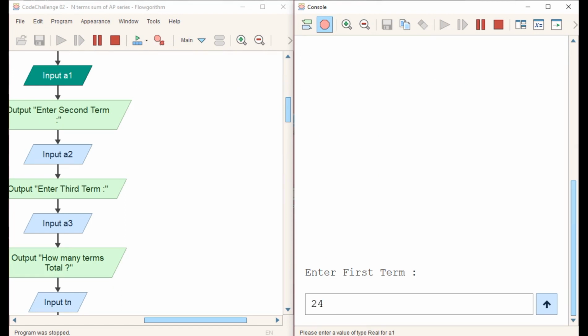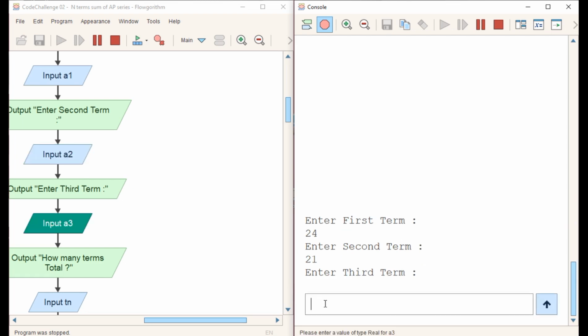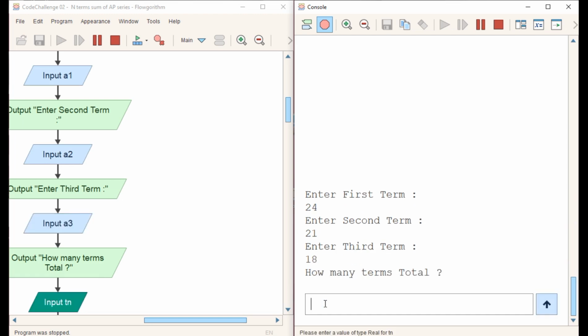In the third problem, 24, 21 and 18, the three terms of an arithmetic progression, are given. The sum of the first n terms is not given. Enter three terms in the order of terms given. Enter 13 against how many terms total, as this value is known. Enter 0 against the sum of n terms, which is to be calculated.